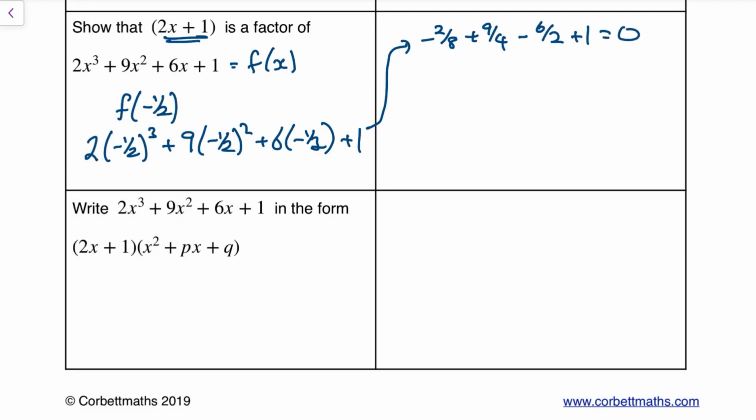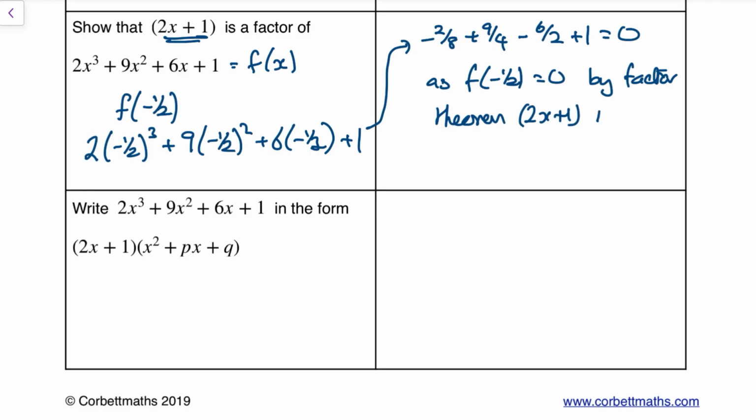It does indeed. Now, because it says show that, I need to then express why. So I'm going to say as f of minus a half is equal to 0 by factor theorem. And what am I showing? I'm showing that 2x plus 1 is a factor of f of x. Question done. Last question. Oh, it's a continuation.